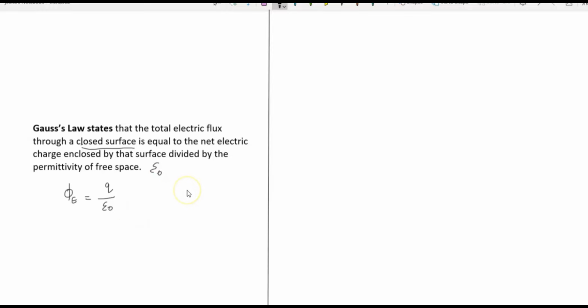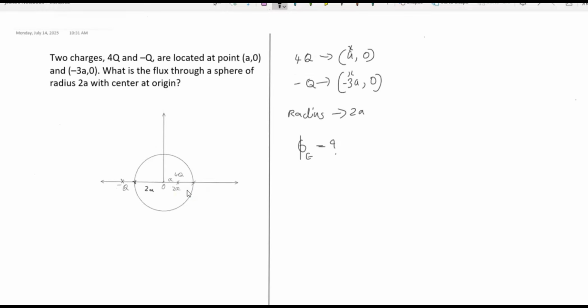Okay, so we can draw this diagram. O is the center of this sphere, and it has a radius of 2a. And the charge 4q is placed at a distance a from the origin O. That means it is inside the radius. So 4q is placed here. The charge 4q is inside that sphere, inside that closed surface.